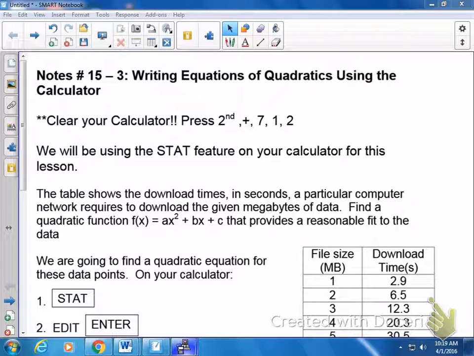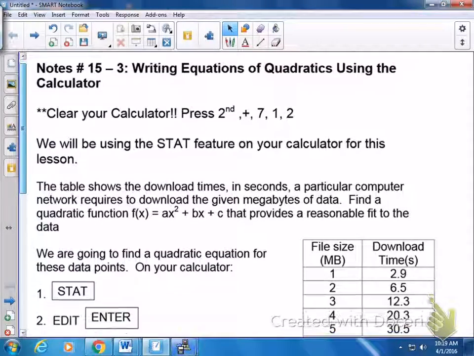You'll press second, then the plus sign, and 712. It's a good thing to know that when you do this, it should say RAM cleared at the end. All it's doing really is getting rid of anything that might be in your lists and stats so that we don't have any problems with that when we get there. So you can go through that if you want to.